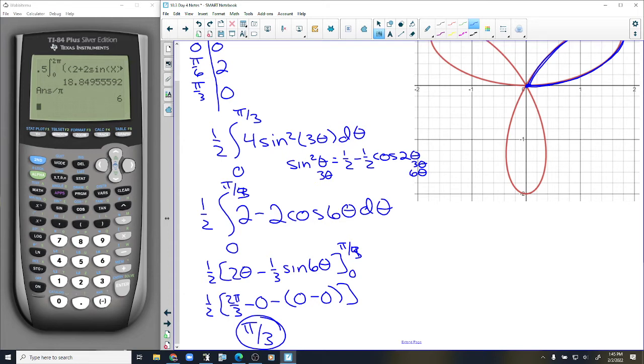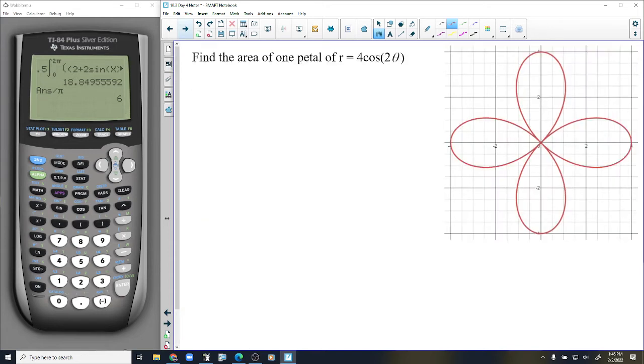So I grabbed this one mainly because of that goes to that right there. That's the little trick you got to know for this one. Everybody good? Everybody got it? All right, here we go.